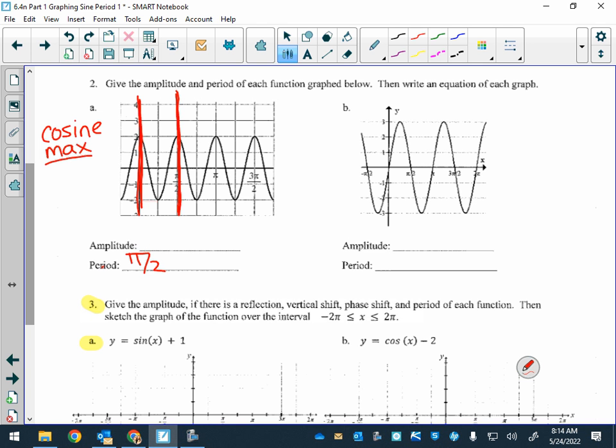Another way to find that out: start from the bottom, and you count. 1, 2, 3, 4, from min to max. There's 4, right? When you divide by 2, we get 2. That's going to be your amplitude. Then from your maximum, you subtract 2. That's your midline. Okay, does that make sense?